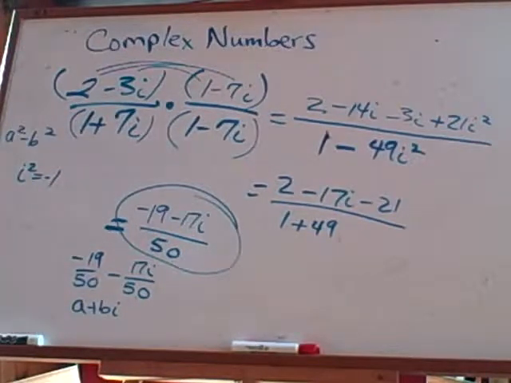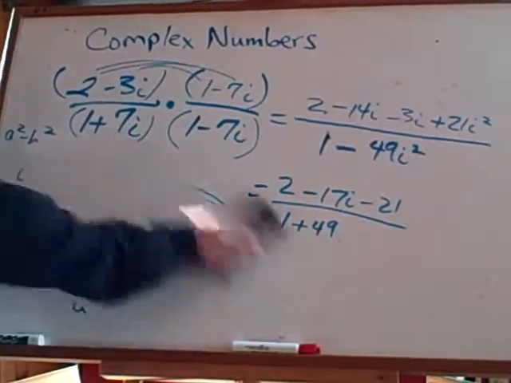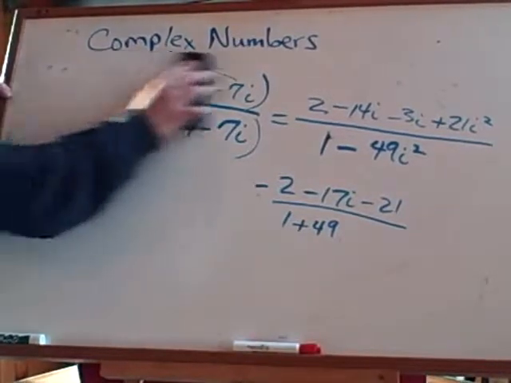Let's do our last example, the 5 plus 2i divided by the negative 3 minus 4i business. And then we've got a little bit more to do, but it's not hard.